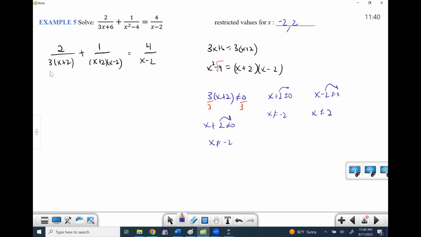-2. You could just say to yourself, what could I plug in here to make a 0? -2. What could I plug in here to make a 0? -2. Here, +2. Here, +2.